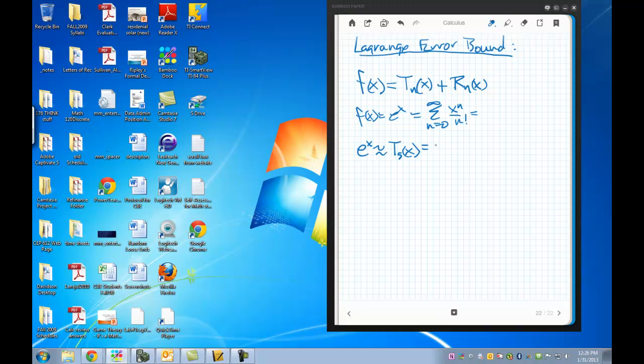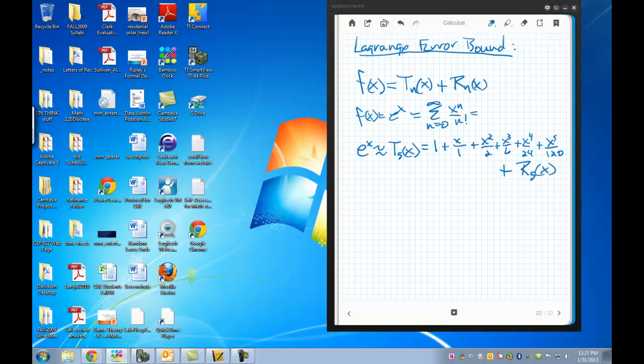So when n equals 0, this is 1, plus, when n equals 1, x over 1 factorial, which is 1, plus x squared over 2 factorial, which is 2, plus x cubed over 3 factorial, which is 6, plus x to the 4th over 4 factorial, which is 24, plus x to the 5th over 5 factorial, which is 120. However, remember, this goes to infinity. This goes forever. So what remains is R sub 5 of x.